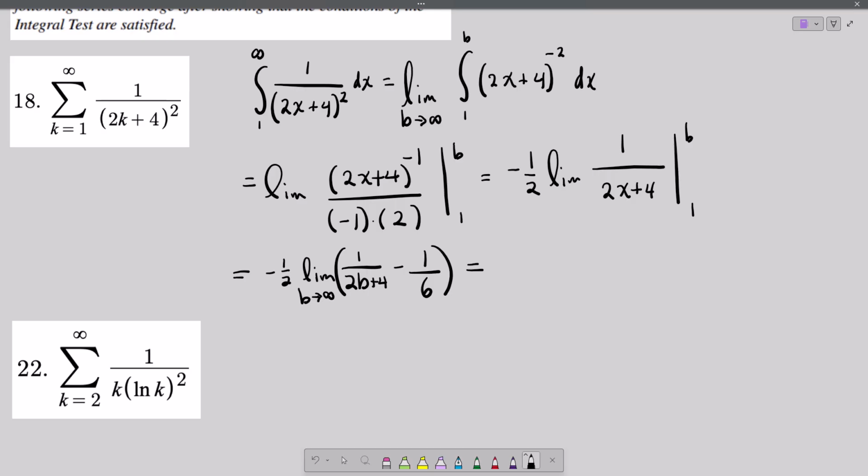And what does this first fraction go to? 0. Yeah. So our overall limit is -1/2. The limit of a constant is itself. So we have 1/12. So that tells us, because this is a constant, it's not infinity, this tells us that both the improper integral and the infinite series converge. Okay?